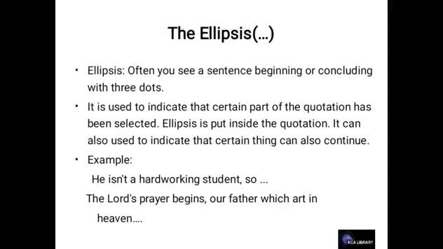We have the ellipsis next. Often you see a sentence beginning or concluding with three dots. It is used to indicate that certain parts of the quotation has been selected. So ellipsis is put inside the quotation. It can also be used to indicate that certain things can also continue. Example, he isn't a hardworking student... So the Lord's Prayer begins, Our Father, which art in heaven... Then we have the ellipsis, the three dots, which shows that it continues.